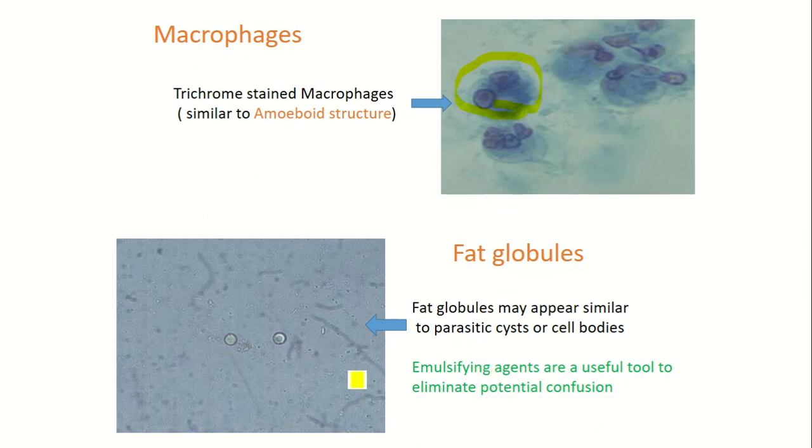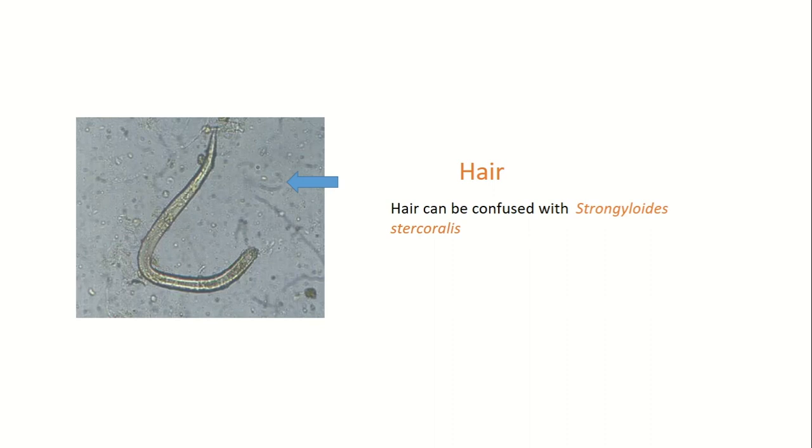Fat globules may appear like some parasitic cyst, so always add an emulsifying agent to eliminate this kind of potential confusion. Here, this is mistaken for Strongyloides stercoralis, but this is not a parasite, this is hair. So these are the confusing things you should keep in mind when you go for microscopic examination of stool. That's all about stool examination.